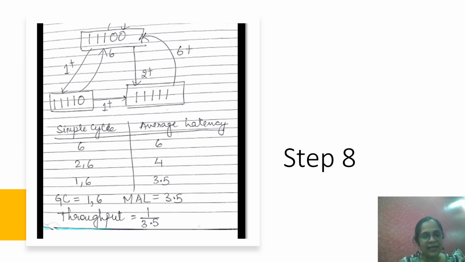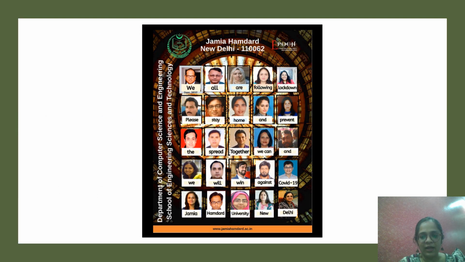Then the simple cycles are identified in the state diagram at 6, 2, 6 and 1, 6. Then their average latency is found, which is specified by first 1, 6, second is 6 plus 2, 8, 8 divided by 2 is 4, and third is 3.5. So the value which has the minimum average latency is 3.5, that becomes the greedy cycle, and the minimum average latency gives the throughput, where throughput is 1 upon MAL. So we get this result.